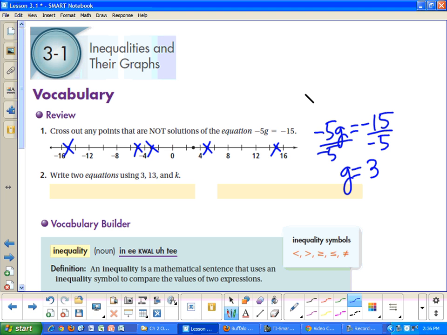Write two equations using 3, 13, and k. There's a lot of equations you could write, but 3 plus k equals 13 would do. 13 minus 3 equals k. You good?